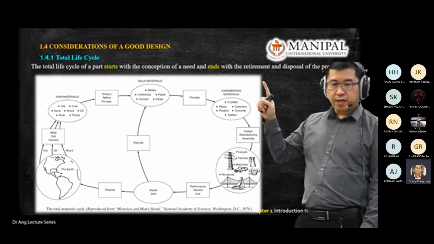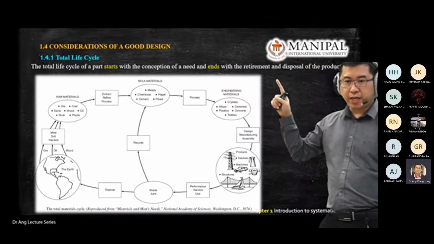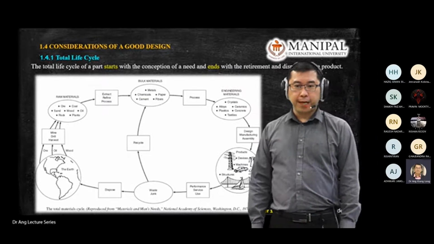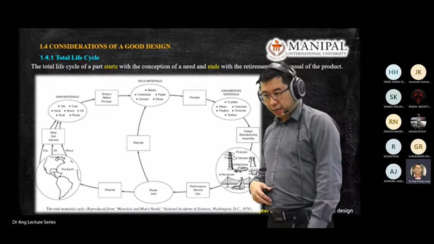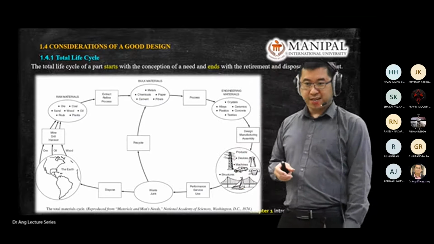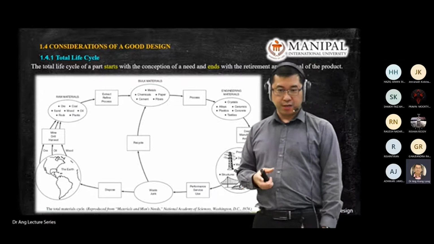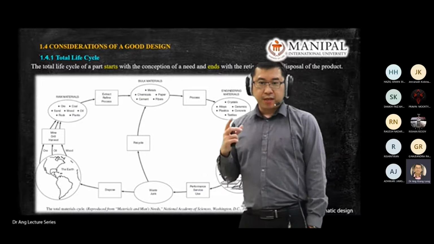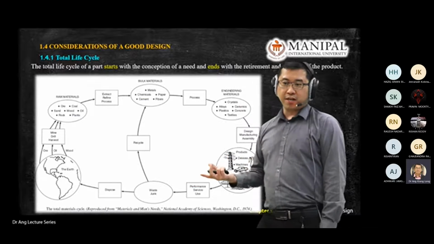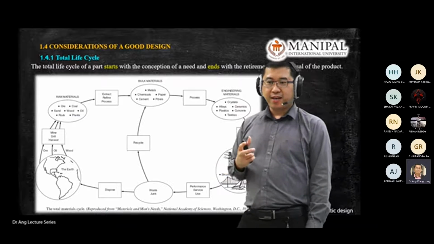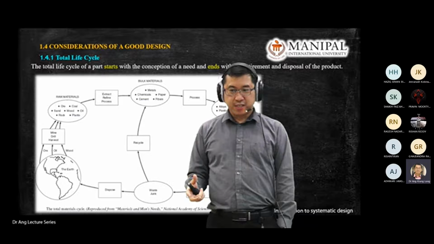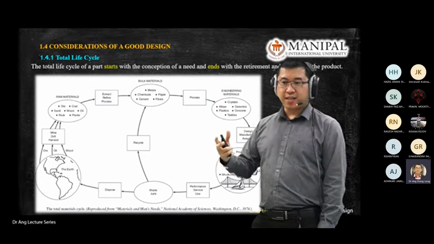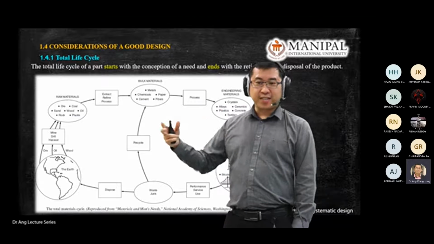Where it ends, the end stop will include the retirement or the disposal of the product. Okay, so when you're designing your go-kart, I want you to see it from the start. What material you need, how you do it, and then when you present it, you fabricate it next semester. Is your go-kart able to last longer? Meaning, is your go-kart able to be showcased and put in the lobby? Maybe we can showcase it for the next generation, right?